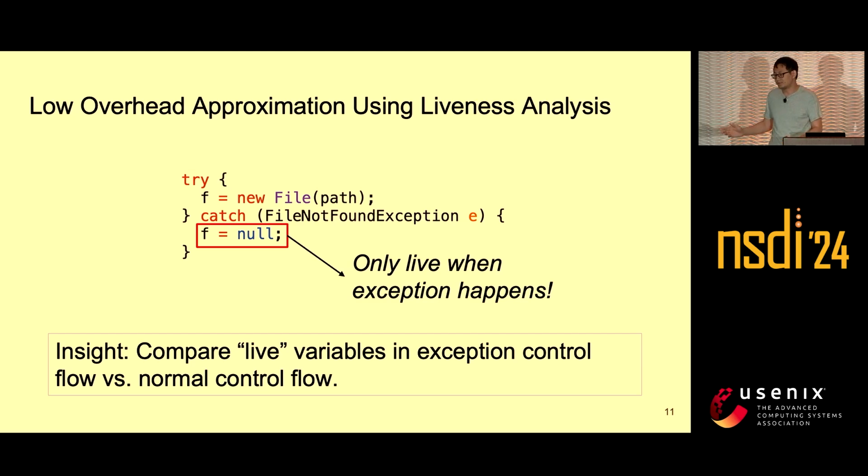In this example, assigning null to the file pointer will only be live when the file not found exception is thrown. So we can always treat the file pointer as affected by the file not found exception when this exception is thrown. Moreover, since this analysis is static, we can always cache this analysis result. And when the same exception is thrown again, we can just use the result without recomputing it.